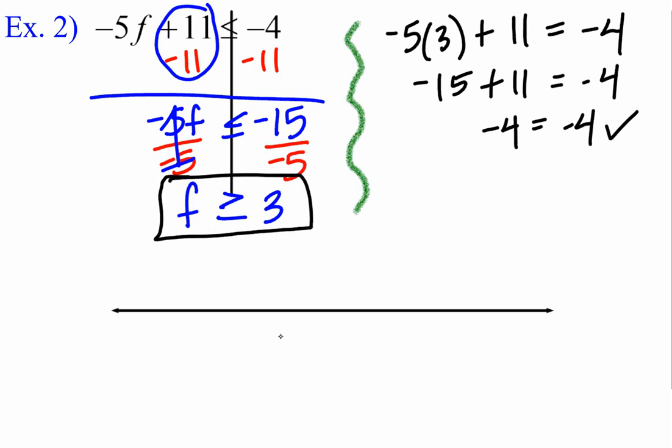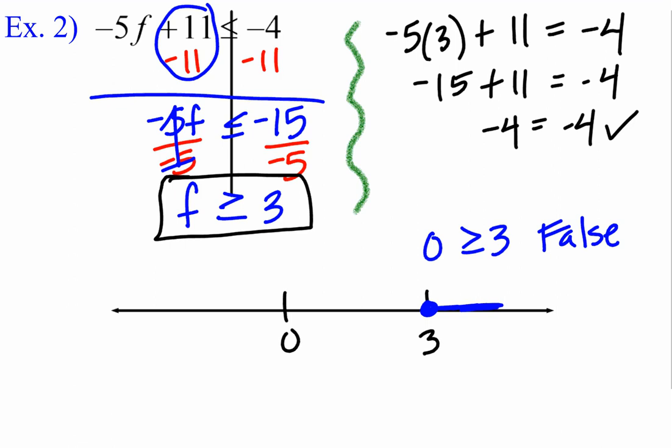And we need to put the number 0 on our number line so that we have a bounds, and we have 3. We see that it has an equal sign, so we're going to put a solid circle at 3, and we're going to do the 0 test. So 0 is greater than or equal to 3. Well, since this is false, we're not going to include 0 in our answers. That means we need all the numbers larger than 0 in our answers. So we're going to go towards the right this time.